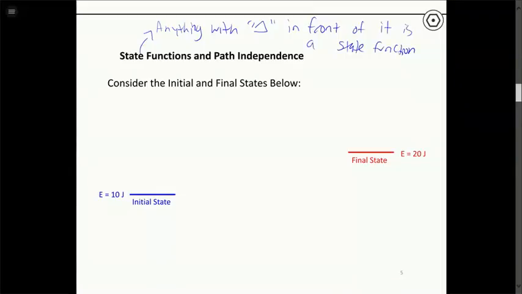And whenever we have a state function, what that really means is that the value of that only depends on the final and initial states. It doesn't matter how we got from the initial to the final state. So for delta E or any other state function, the value only depends on the starting and the final conditions.